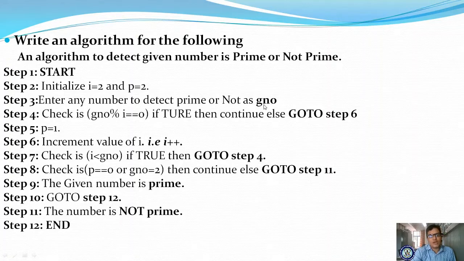So we have to enter a number. That number should be stored in G number. For example, I am taking 8. I know 8 is not a prime number, right? 8 is not a prime number. Why? 8 has factors, right? It is divisible by 2, it is divisible by 4.